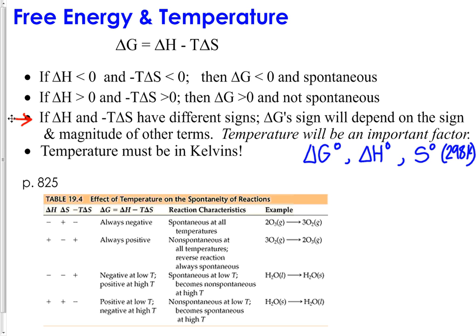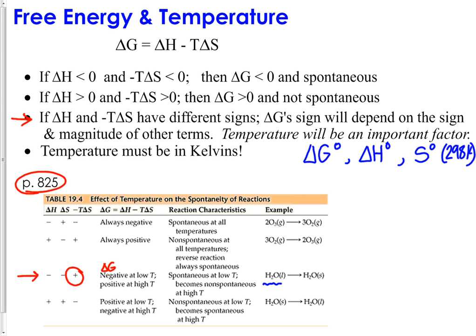We've already talked about if delta H is negative and the negative T delta S term is negative, then you're going to always have a negative sign. But it's when they're opposite that we have issues. So if we have a delta H that's negative and a T delta S term that's positive, then delta G is negative at low temperatures and positive at high temperatures. Now you don't have to copy this chart, it's on page 825 of your book, but it's good to look at. Let's look at the example I'm giving you here.